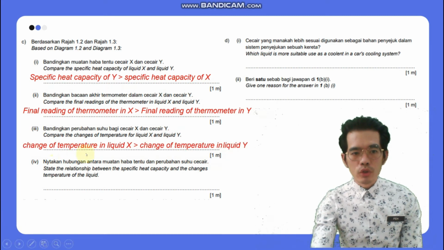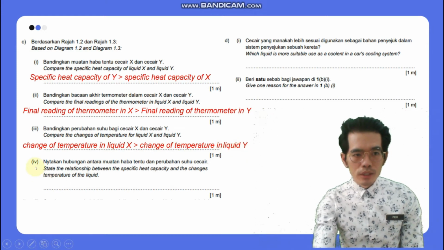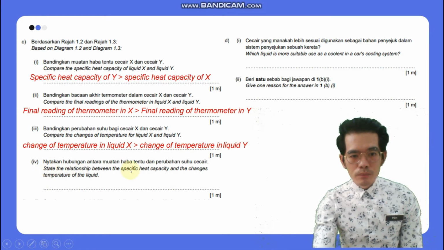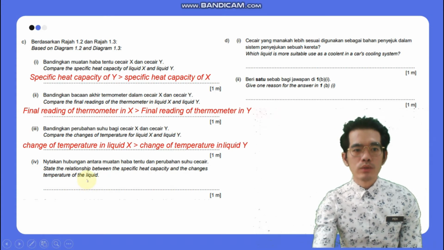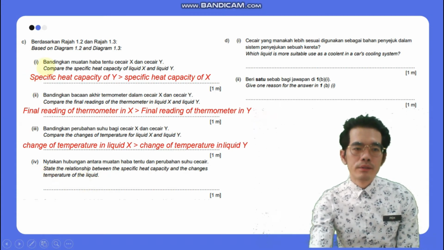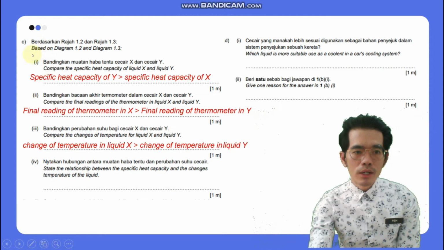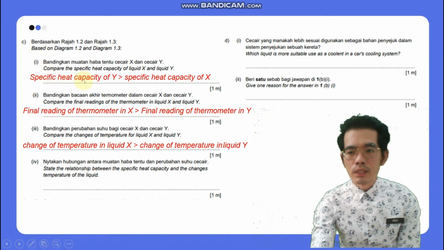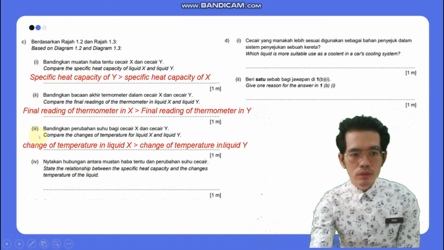Okay, so the change of temperature in liquid X is greater than the change of temperature in liquid Y. Okay, so the question for C4: state the relationship between specific heat capacity and the changes of temperature. This one you can compare with question C1, which is the comparison regarding the specific heat capacity between X and Y, and the third question, which compares the temperature changes.